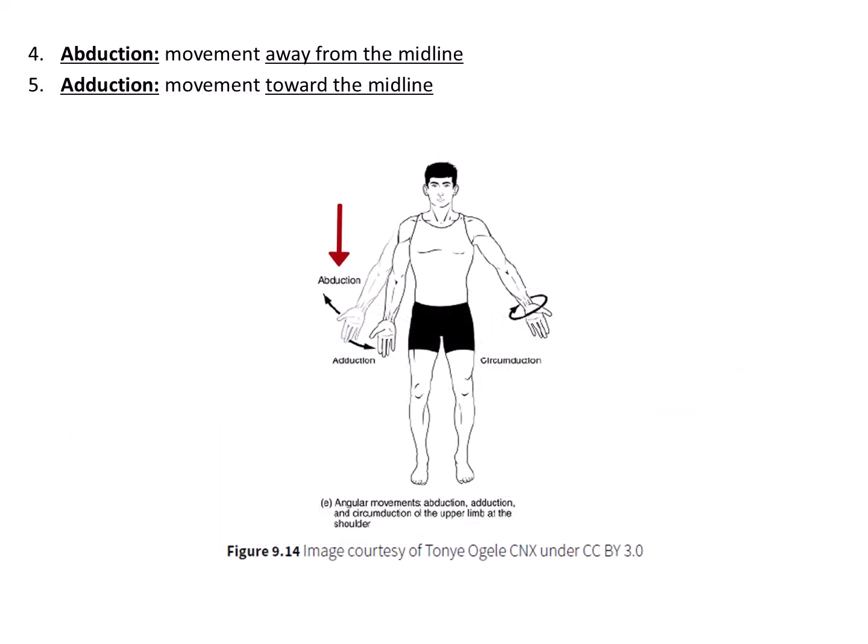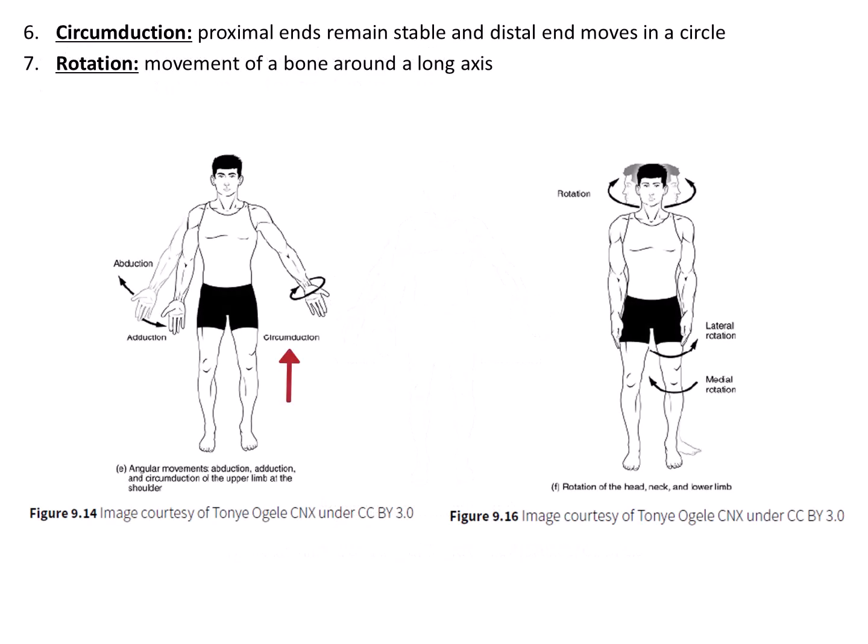Abduction is movement away from the midline, while adduction is moving toward the midline. For circumduction, imagine drawing a big circle with your arm. Except for the head, rotation movements are somewhat smaller, rotating your arm at the shoulder or the leg at the hip, for example. Rotation of the limbs can occur laterally or medially.